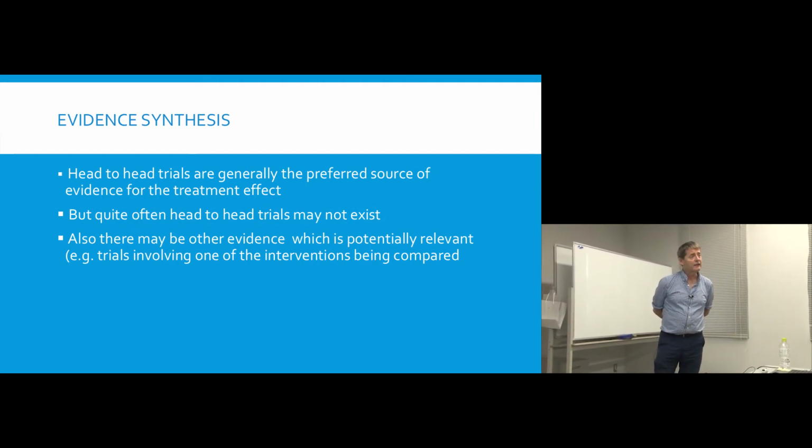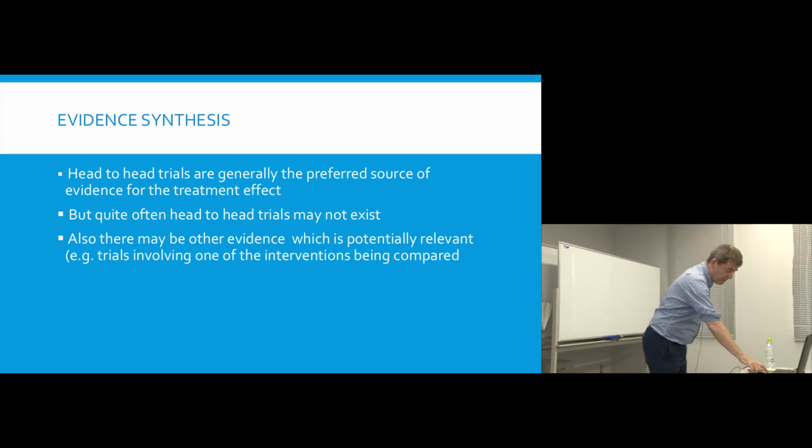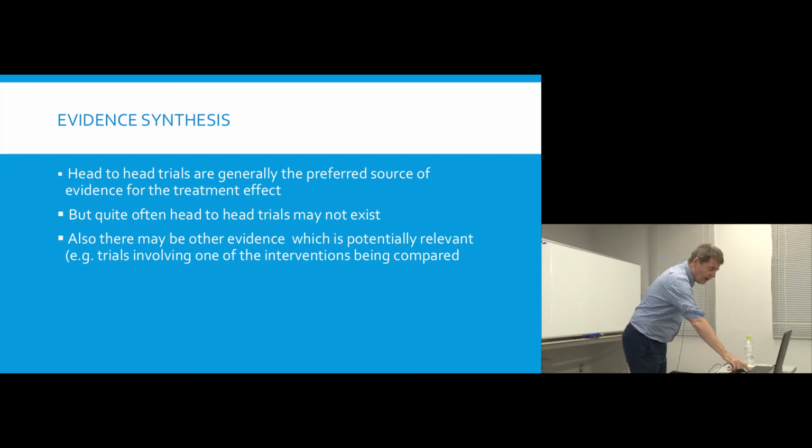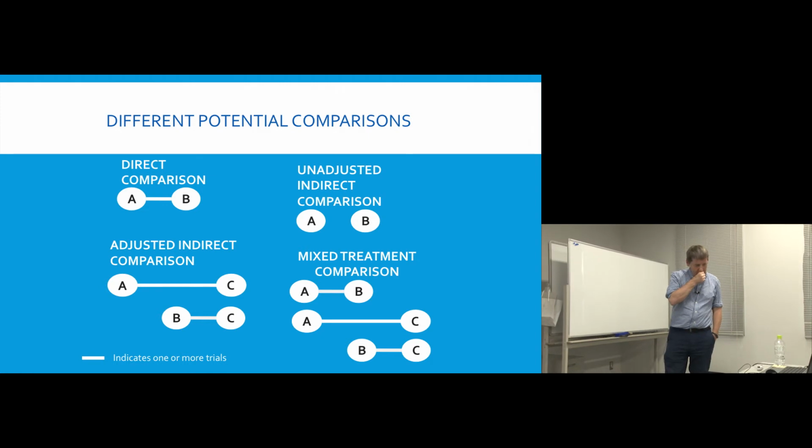Yeah, you'll have trial data that maybe involves your intervention, but not your comparator. Or some other trial that involves the comparator, but not your intervention. And so the question arises, can we still use that information in order to help get an estimate of the treatment effect? So, these are the different situations we might have.